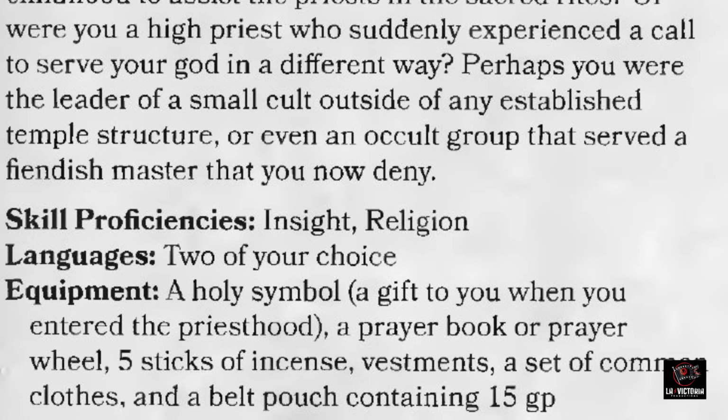Then, just below that, you have the more crunchy stuff. Skill proficiencies: Insight and Religion. Languages: two of your choice, and some equipment. Now, again, skills are part of the crunchy stuff that you're probably quite familiar with. When you do skill checks, it means you're good at them.